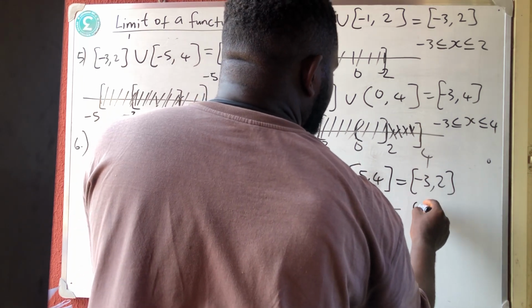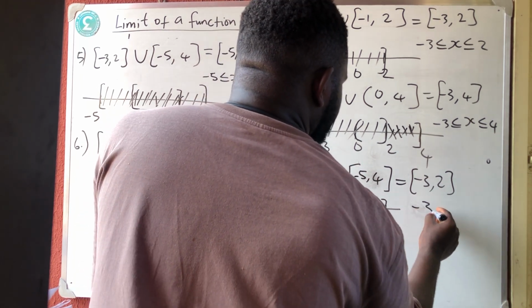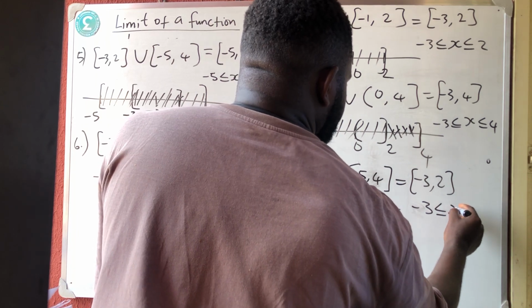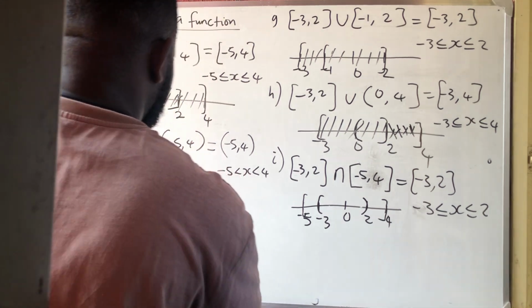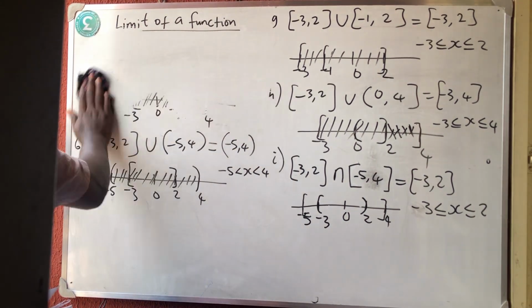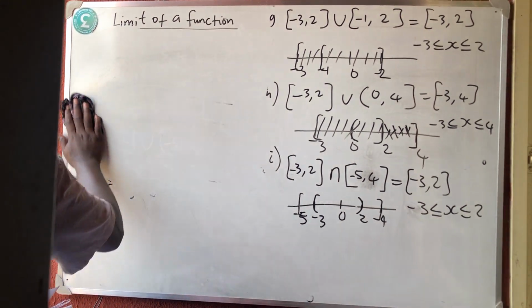So my answer should be what? That minus 3 is less than or equal to x, which is less than or equal to 2. So that is the intersection of this. So once you can draw it, the picture will now be clear for you to get your answer.